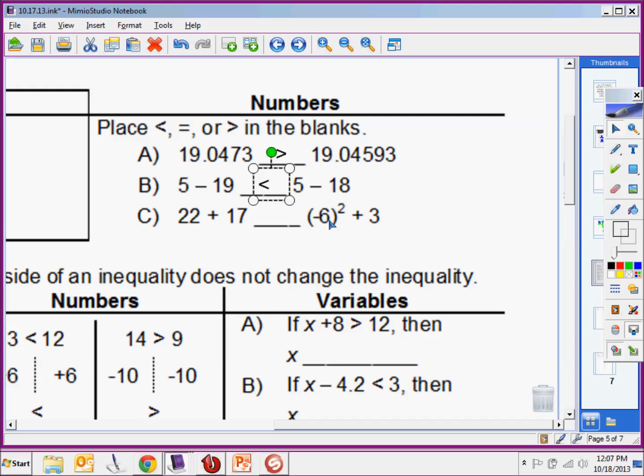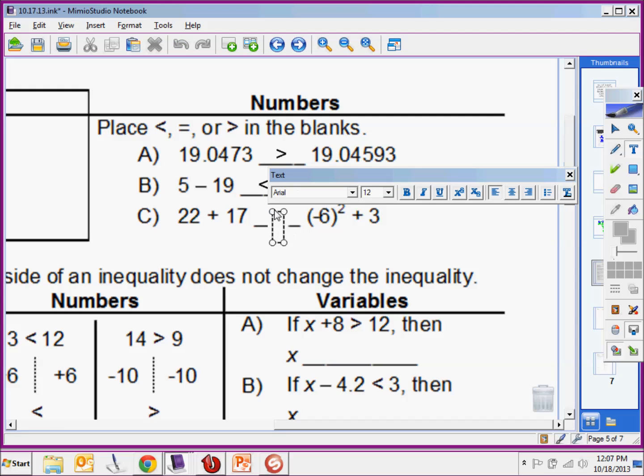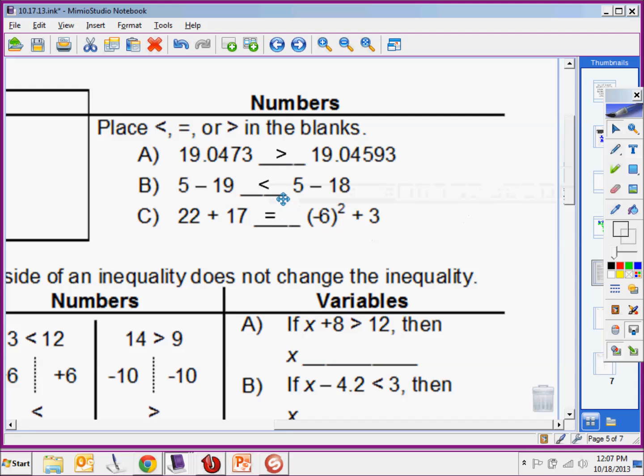Okay, is 22 plus 17 greater than, less than, or equal to negative 6 squared plus 3? It is equal to. 22 plus 17 is what? 39. Negative 6 squared is? 36. 36 plus 3 is? 39. So they are equal statements. Do we understand that? Yes.